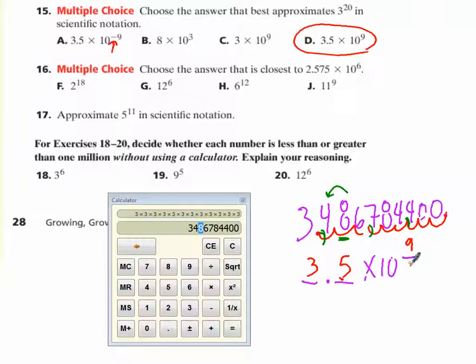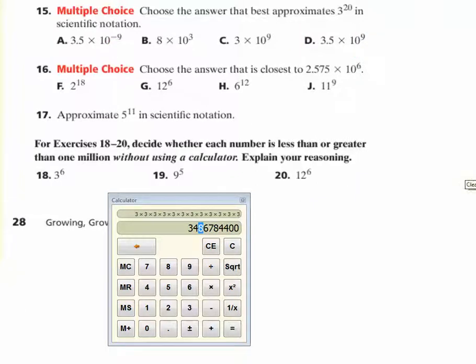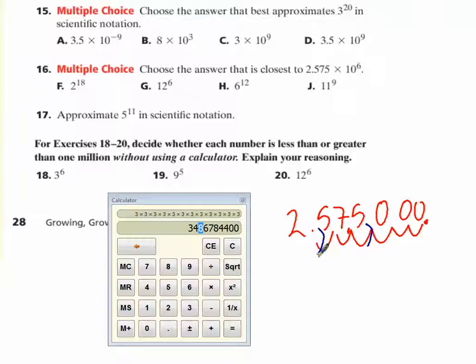So for number 16, use the answer that is closest to 2.575 times 10 to the 6th. Great. So the first thing I'm going to do is write this out, 2.575, and then we're multiplying it times 10 to the 6. So I'm going to go 1, 2, 3, 4, 5, 6. So in normal notation, this number is 2,575,000. So we need to come up with one that is closest.